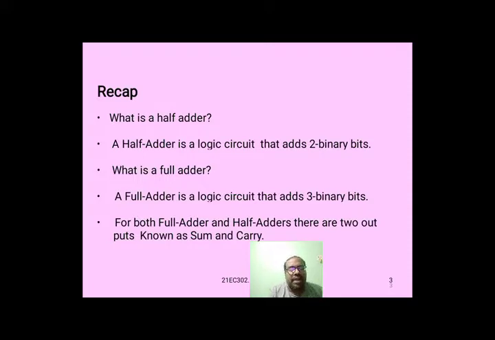Main difference between full adder and half adder is the inputs. The full adder can take the carry also in it, but half adder does not take the carry. Main difference between the full adder and half adder.